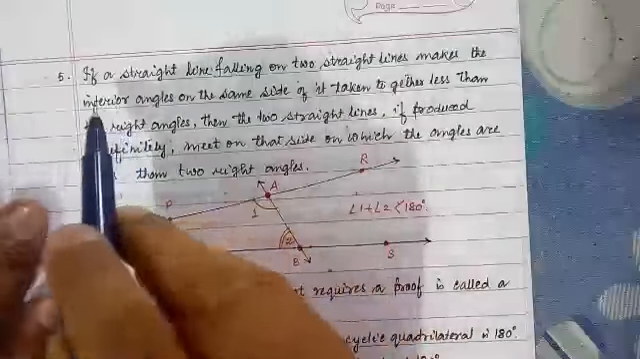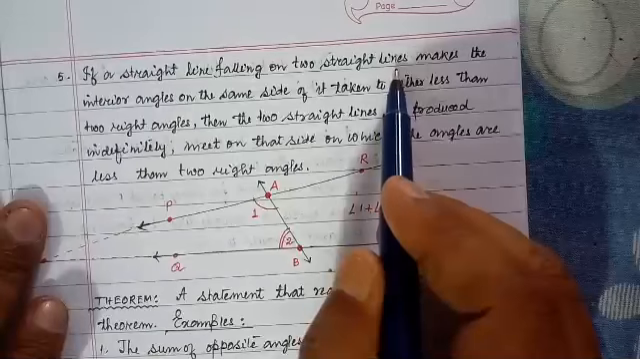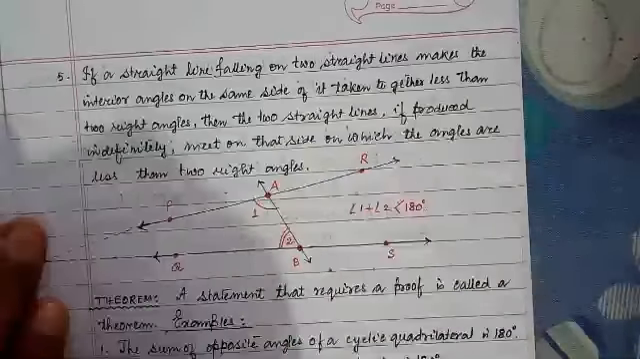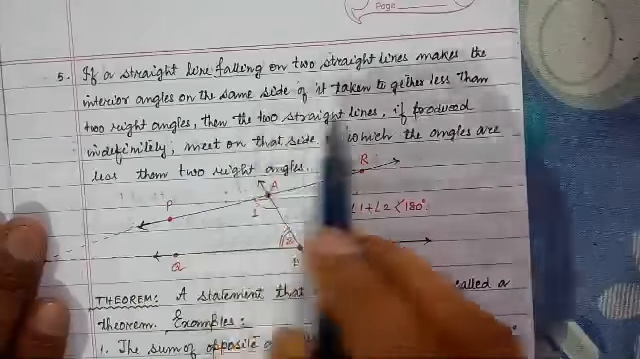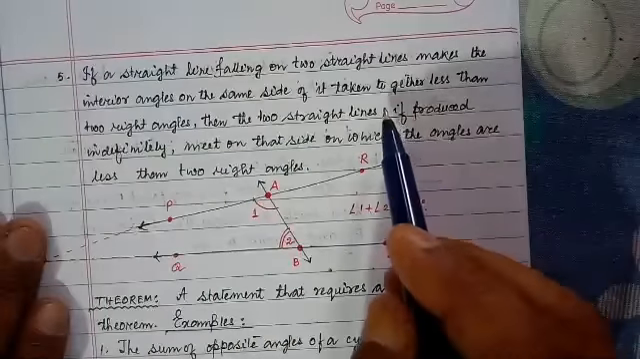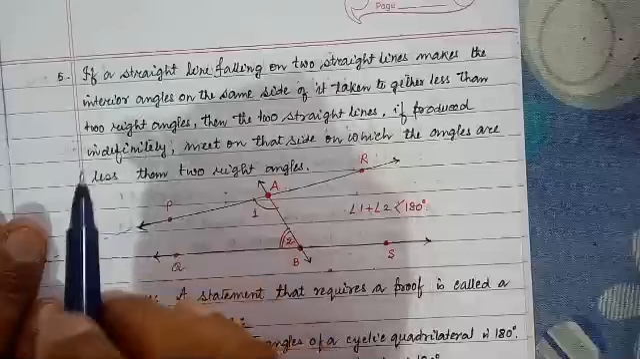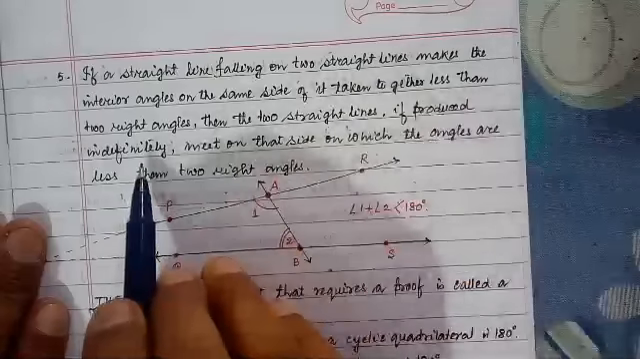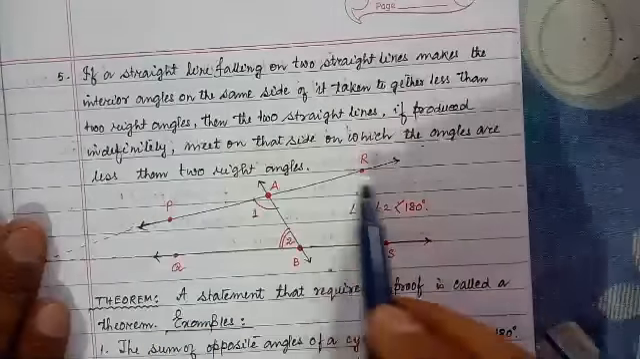Now, the fifth postulate. If a straight line falling on two lines makes the interior angles on the same side of it taken together less than two right angles, then the two straight lines, if produced indefinitely, meet on that side on which the angles are less than two right angles.